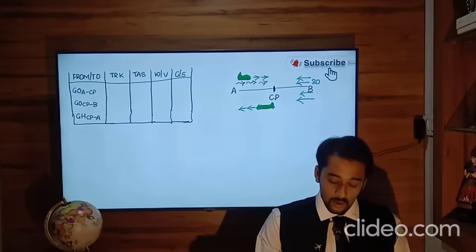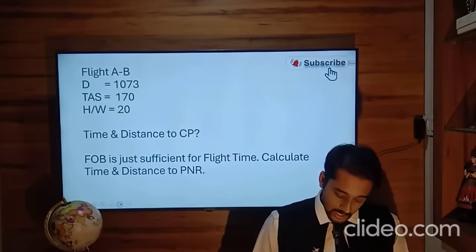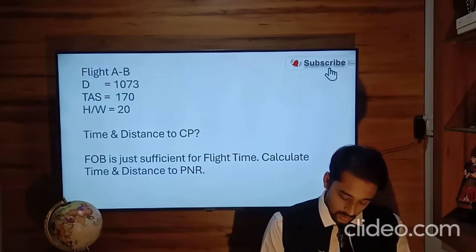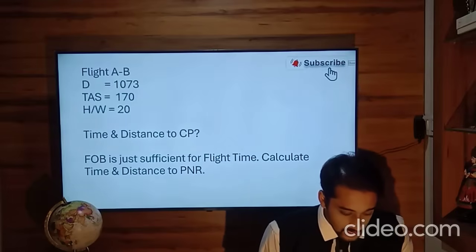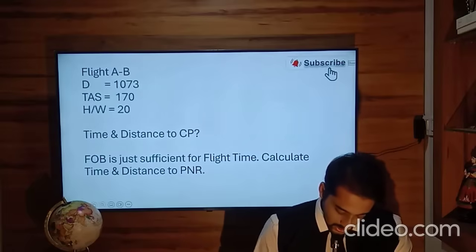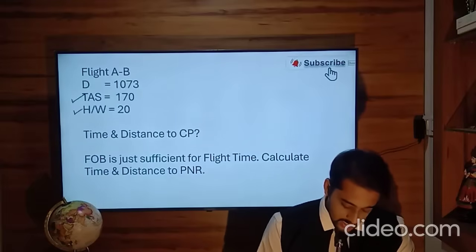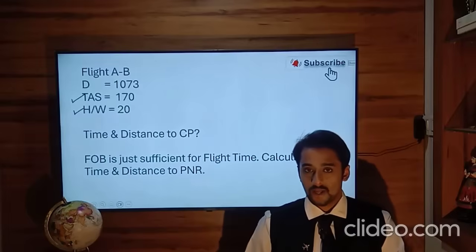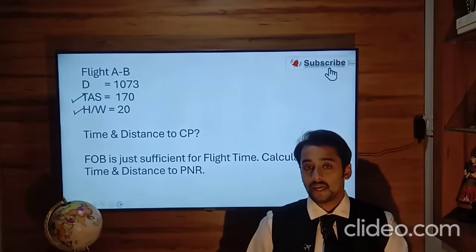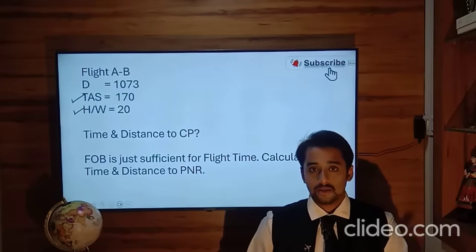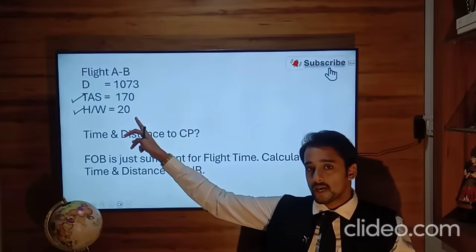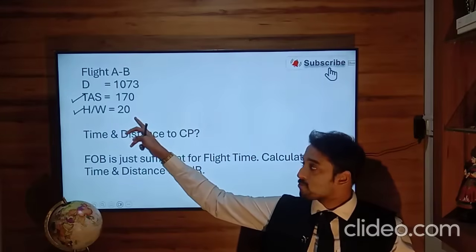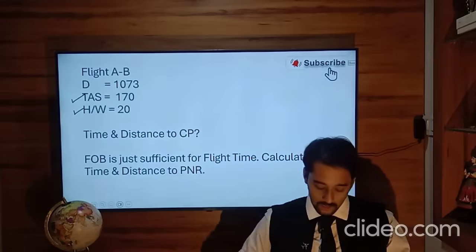So let's start. Going from A to CP, the track direction is irrelevant. So track direction is not given. We have been given TAS and headwind, so that is enough. Actually, we don't need track. We need track when they give us wind velocity, and those values we put in the CX3 to get ground speed. But here they have directly given us a simple wind component, that is headwind, so we can add or subtract that to TAS and get a ground speed.